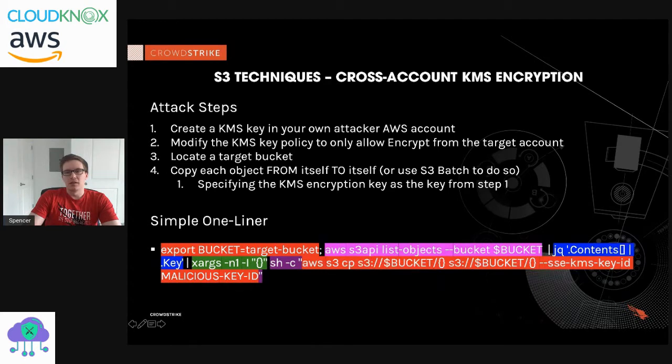And we're passing in --sse aws:kms --sse-kms-key-id, and we're giving it our malicious key ID. So it's just encrypting each object in the bucket with our key instead of whatever it's currently encrypted or not encrypted with. And lucky for us, this copy is done on the server side, because it's S3 to S3, so we don't need to worry about our own upload and download speed like we would with the local encryption method.